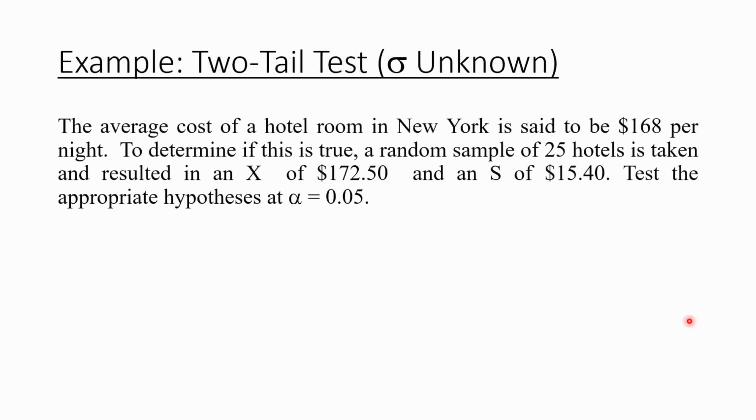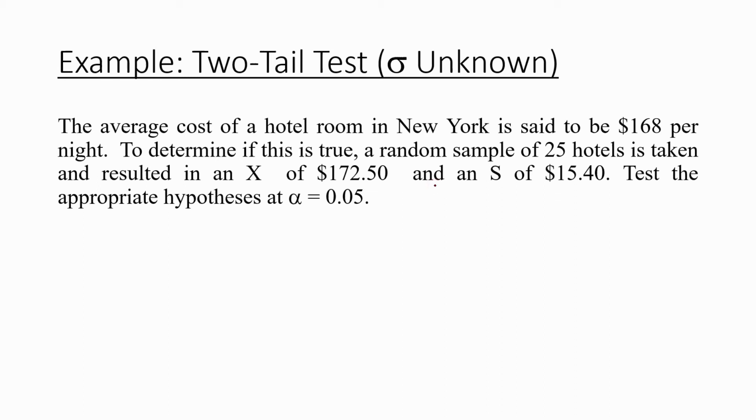You're told the average cost of a hotel room in New York is said to be $168 per night. To determine if this is true, a random sample of 25 hotels is taken and resulted in an x bar of $172 and an s of $15.4. Test for the appropriate hypothesis at alpha equals 0.05. Right, so you're given a lot of information. But first you need to identify what you're asked to test. That is the key statement here.